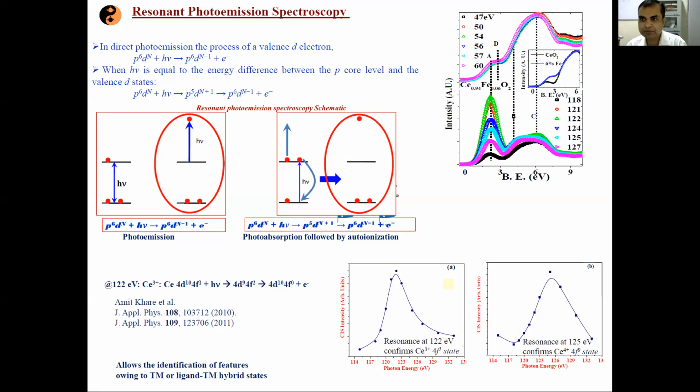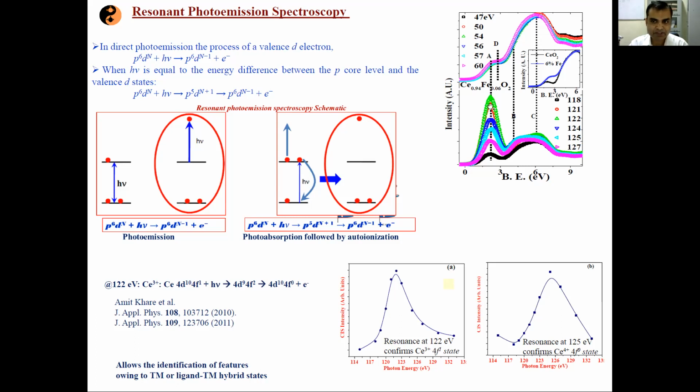Some of the representative spectra are shown here. You can see, when we recorded this valence band spectra at 118 electron volt, we had this particular behavior. Then we increased the incident photon energy to 121, and this intensity considerably increased. At 122, this intensity further increased. At 124, now the intensity is coming down, whereas this particular feature shows maximum intensity close to 125 electron volt.